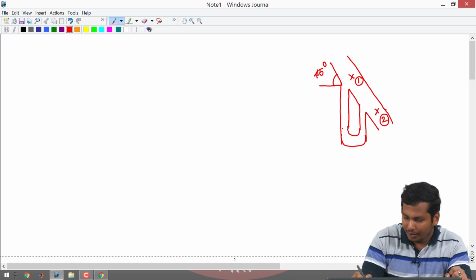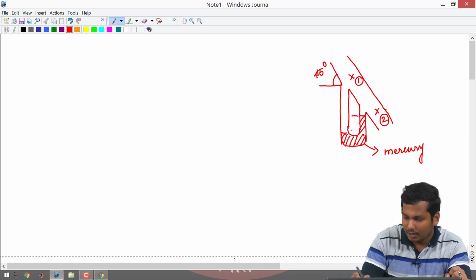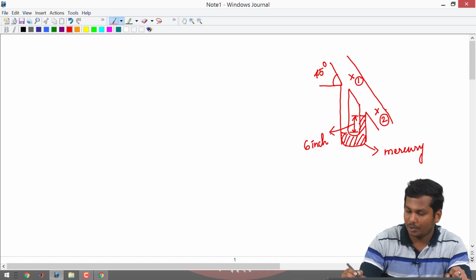So the manometric fluid we have is mercury. The dashed region represents the manometric fluid, which is mercury, and the reading in the manometric fluid shows us 6 inch. Okay, so yeah, sorry, let me put it this way. The point 2 is here.